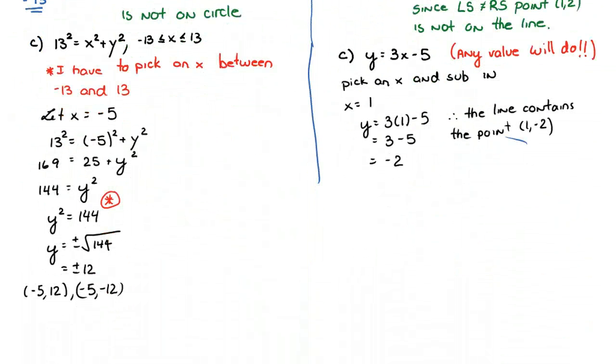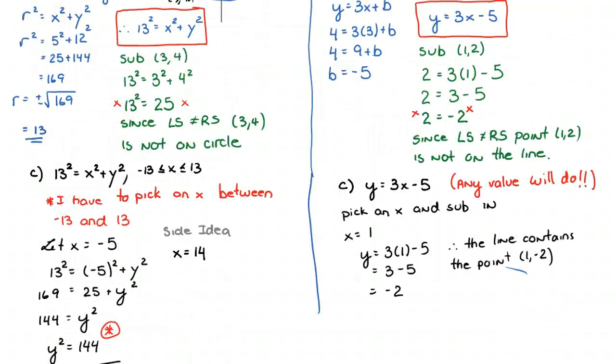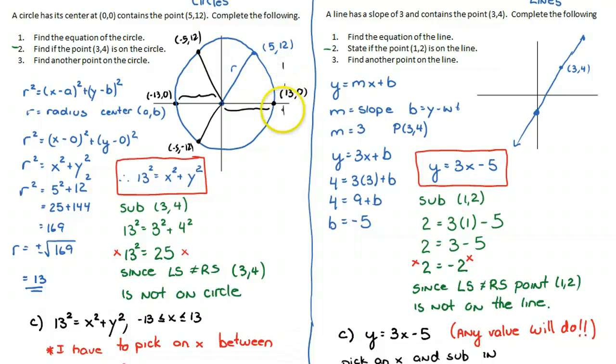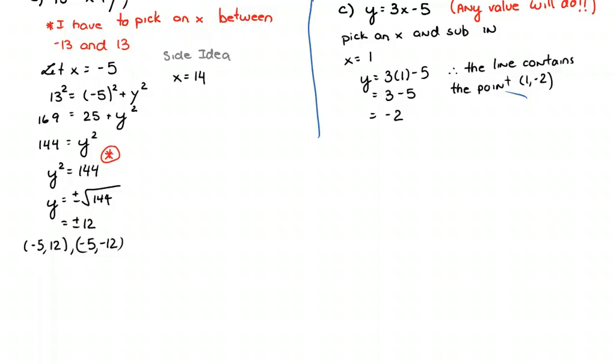Now, let's do a little side idea here. Remember how I said you substitute any value of x into the linear equation because anything I substitute was going to work. Well, with a circle, there's only select x values that make sense. So if there's only select x values that make sense, I might pick the wrong ones. So let's see what happens. Let's say I picked, for whatever reason, x equals 14, and we can see that x equals 14 is obviously not on this circle. X equals 14 is over here somewhere. So let's see what the algebra does.